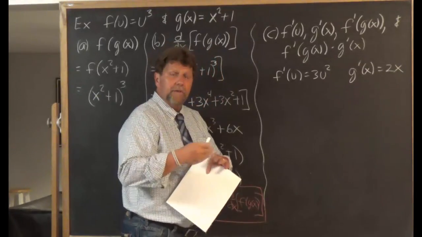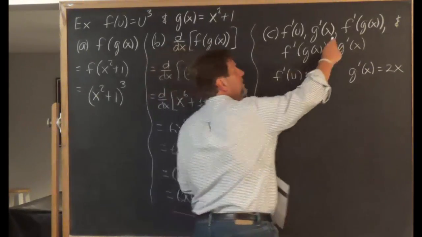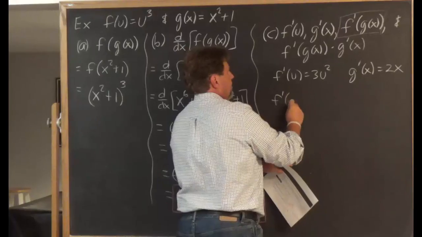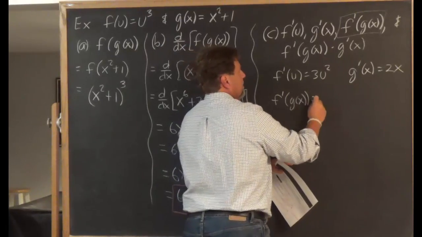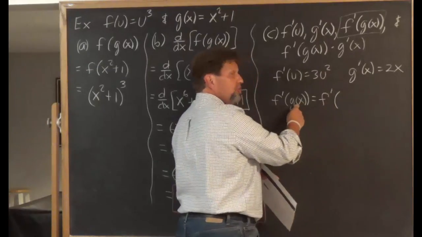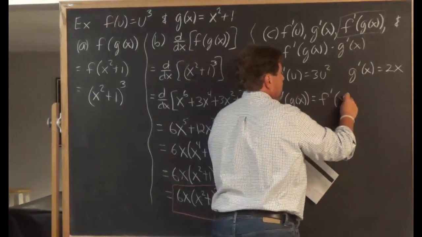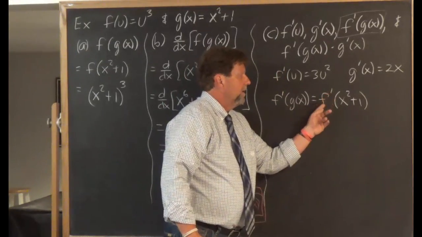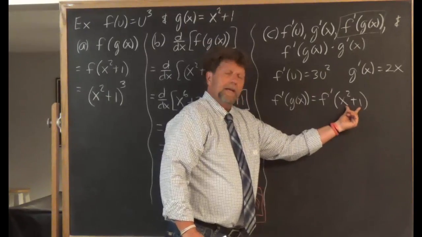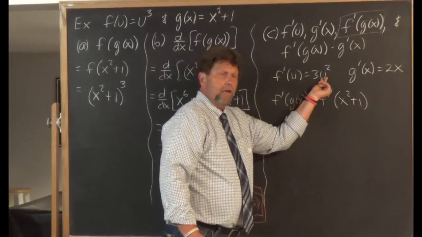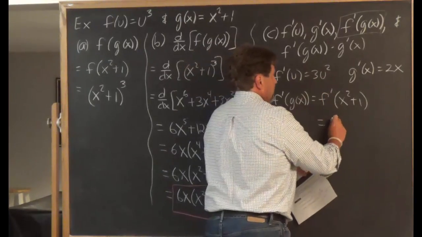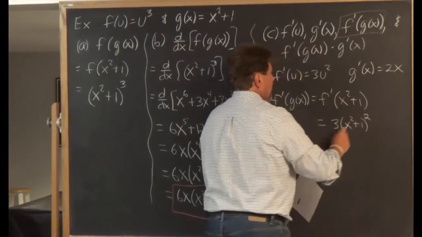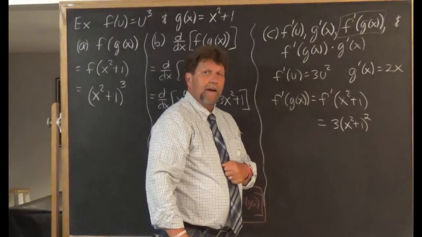All right, now it's a composition of functions to do f prime of g of x. G of x is x squared plus 1. So now to evaluate f prime of x squared plus 1, we take x squared plus 1 and we put it in here for the u. And that gives us 3 times x squared plus 1 quantity squared. So that's f prime of g of x.